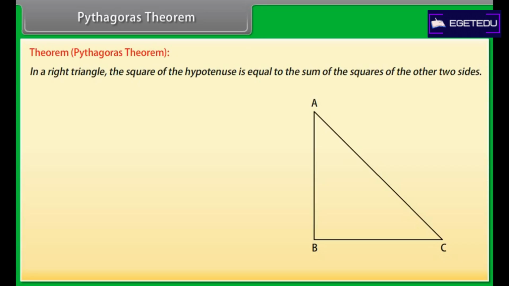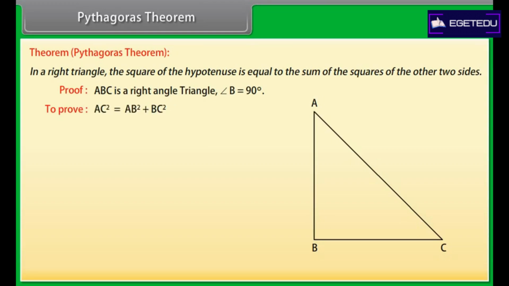Let us prove this theorem. Given: ABC is a right angle triangle. Angle B is equal to 90 degrees. To prove, AC square equals AB square plus BC square. Construction. Draw BD perpendicular to AC.